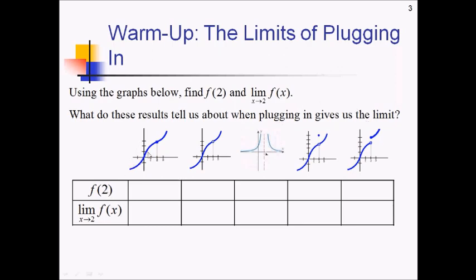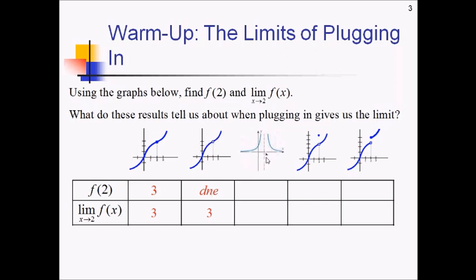So f of 2 for this first graph is just our function value at this solid dot, which is 3. And then the limit as we approach this x value from the left and the right also is 3. So the function value and limit matched on this one. For this next one, the function value does not exist because we've got a hole there at 2. The limit, though, as you approach 2 from the left and the right, is still going to be 3.